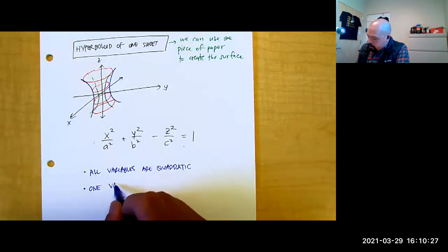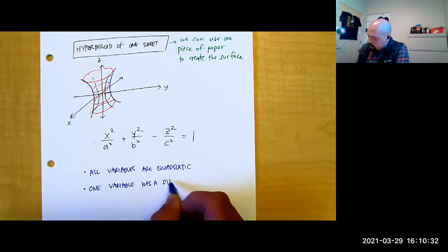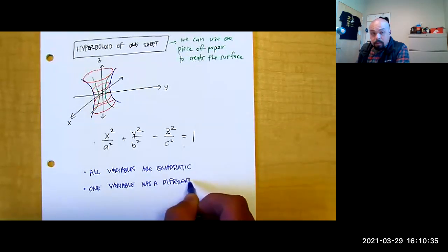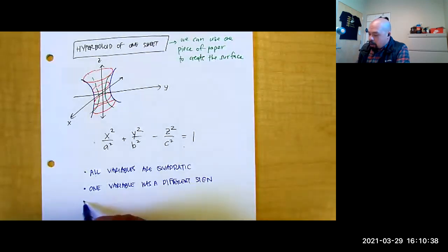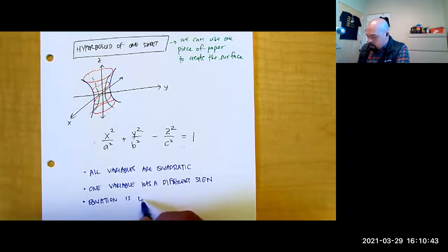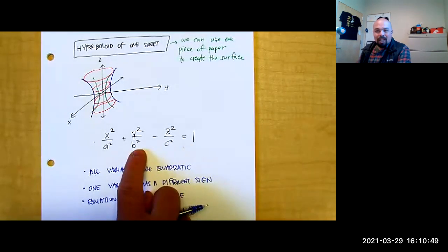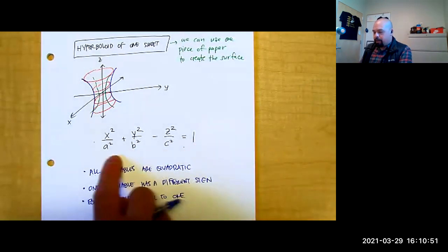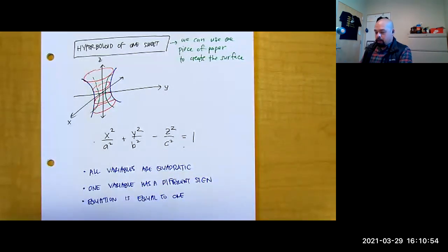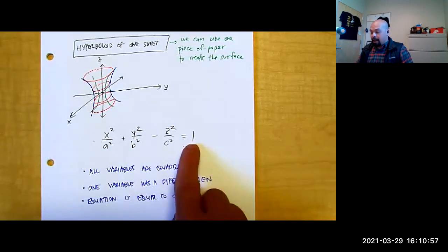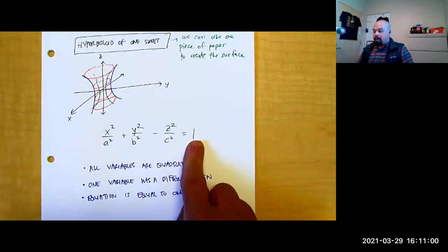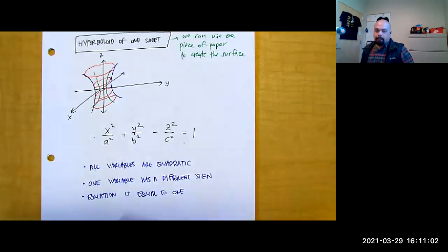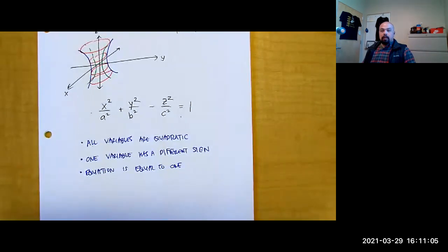One variable has a different sign. And now our equation is equal to 1. Right, all of our variable terms on one side equals 1, or a constant. You can divide by that constant to simplify. But that's going to be the important component that makes this different from the cone, which we just talked about. Okay?